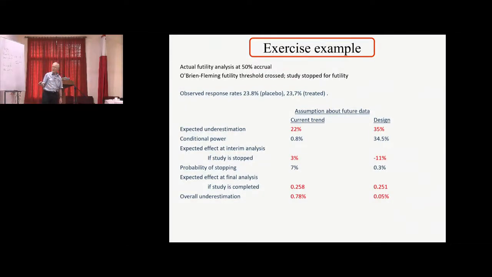And then this is the effect overall at the final analysis if you complete the study. So 25%, 25.8, 25.1. So underestimation, but very small. So there's a very small bias overall in these studies if they keep going. And the main concern is therefore the underestimation here. So the decision was made to stop, and we recognize that under these two possibilities of essentially no difference in future data, or the design effect, we actually have substantial underestimation of the effect.